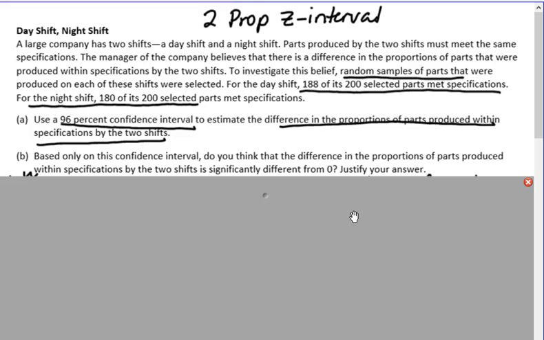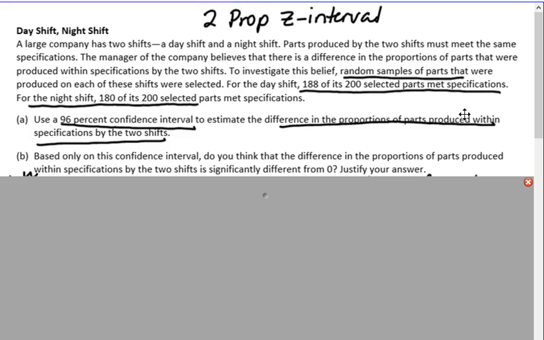The manager of the company believes that there is a difference in the proportion of parts that were produced within specifications by the two shifts. To investigate this belief, random samples of parts, and notice I'm underlining some important things here, were produced on each of these shifts, were selected. For the day shift, 188 of its 200 parts met specifications.